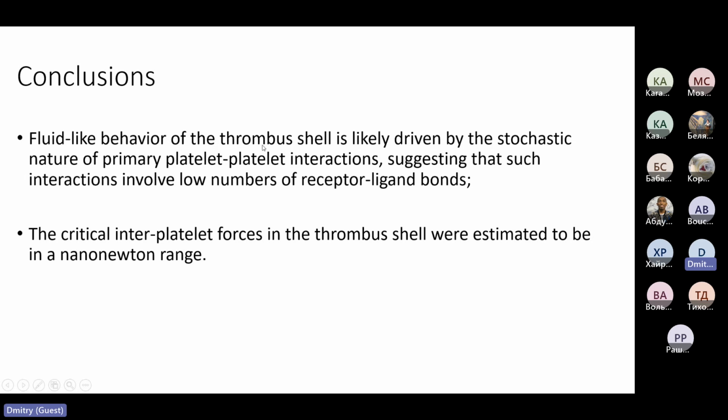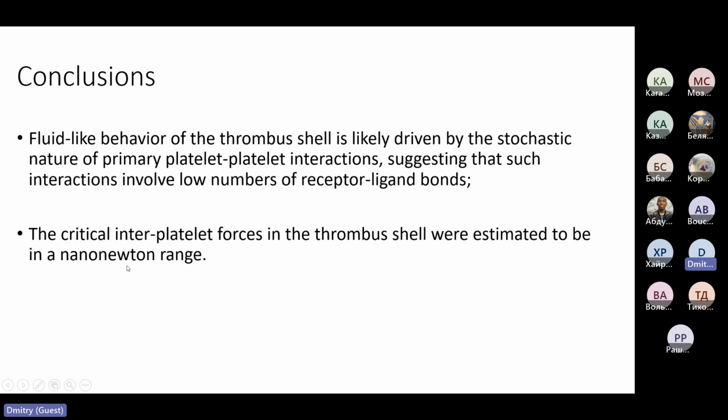So with this mechanical model, we had several conclusions. First of all, we understood that this plasticity or fluidity of the thrombus shell, of these external regions of thrombi, is likely driven by the stochastic nature of primary platelet-platelet interaction. And these results suggest that this interaction involves just very low numbers of receptor-ligand bonds, because otherwise it wouldn't look like a really stochastic process.